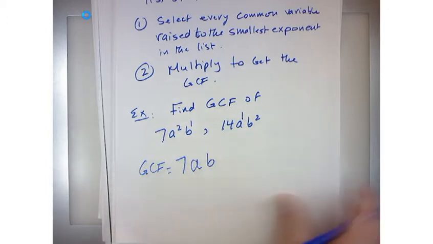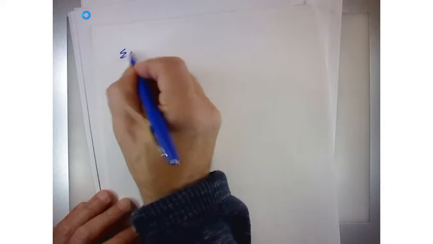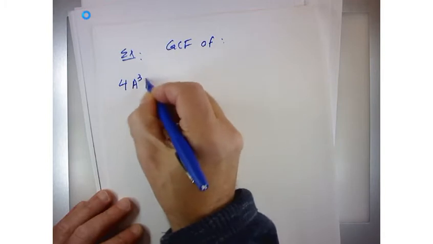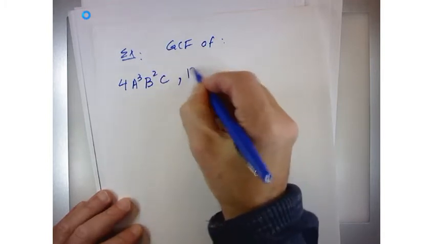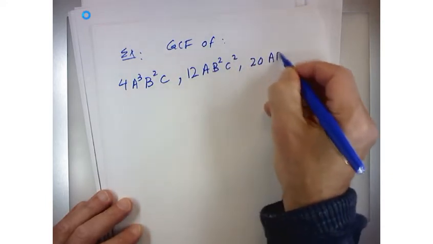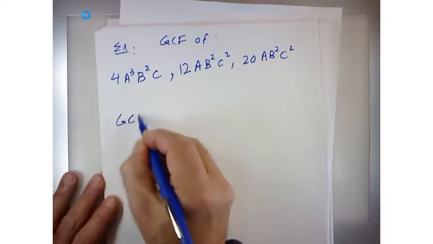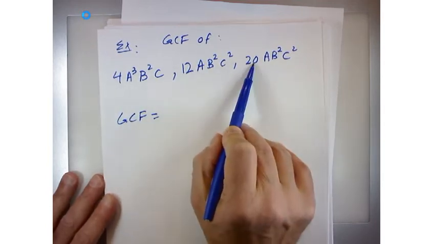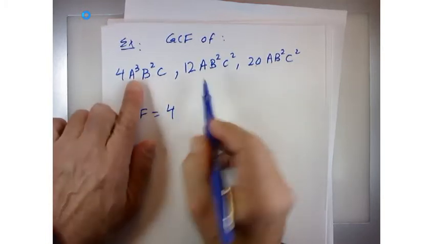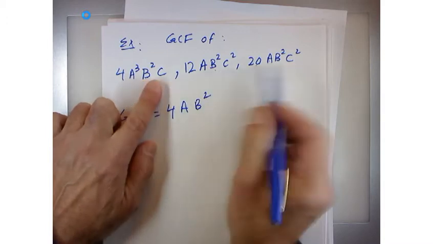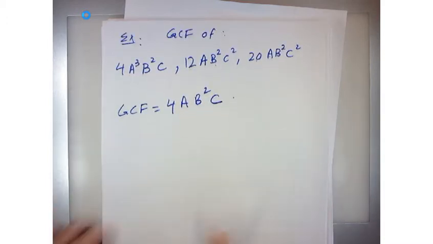Let's try another one. What is the GCF, greatest common factor, of 4a cubed b squared c, 12a b squared c squared, and 20a b squared c squared? Again, we look for the numbers first. 4, 12, and 20. 4 is the smallest. Does 4 divide 12 and 20 evenly? It does, so we pick 4. A cubed, a, a, so it's a. B squared, b squared, b squared, so it's b squared. C, c squared, c squared, so it's c. So that's finding the GCF.